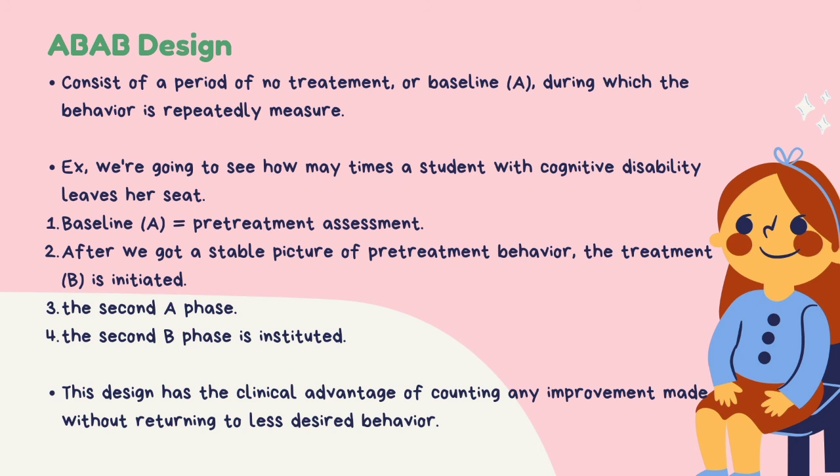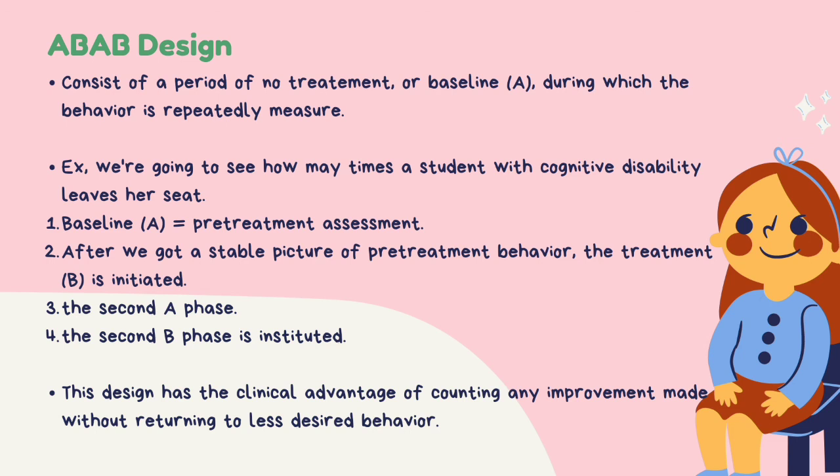For example, we are going to see how many times a student with a cognitive disability leaves her seat. So the first one, we use the baseline, or phase A, or the pre-treatment assessment. The pre-treatment assessment serves as a control period with which the treatment will be compared. After we get a stable picture of pre-treatment behavior, the treatment, or phase B, is initiated. The treatment is like giving a privilege or a reward. After some time, the child can stay seated.